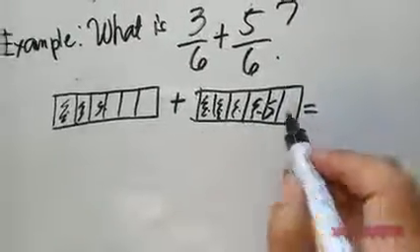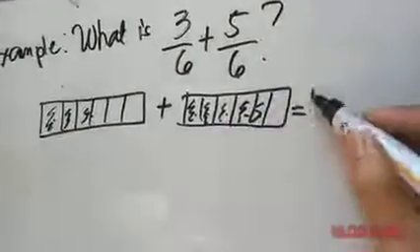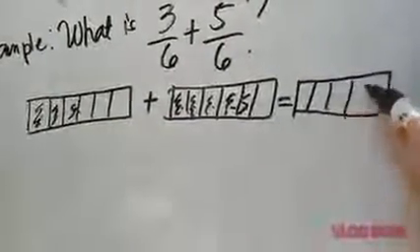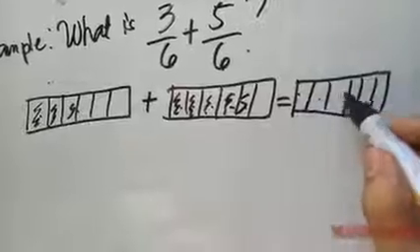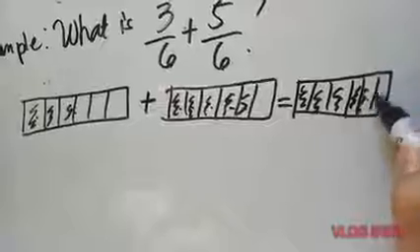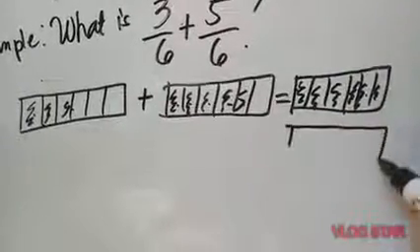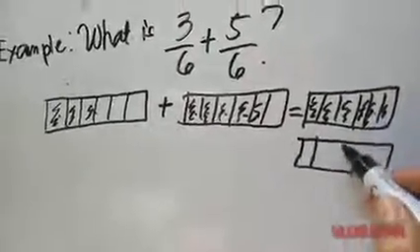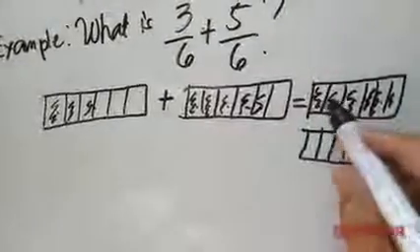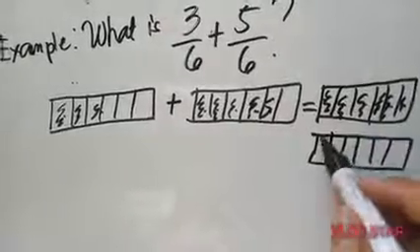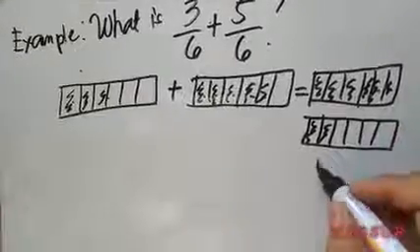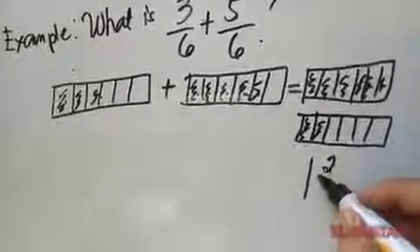then we can draw 2 wholes. 1, 2, 3, 4, 5, 6. Then shade it all. Then another whole, divide it into 6 equal parts. 1, 2, 3, 4, 5, 6, 7, 8. So the answer is 1 and 2/6.